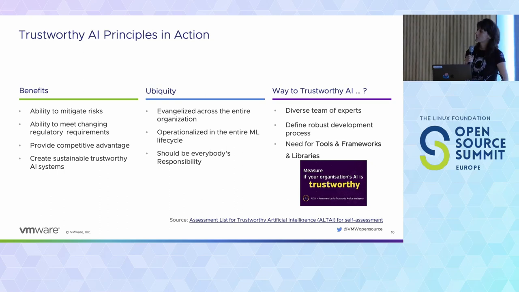They all understand that these principles should be ubiquitous. They should be evangelized across the entire organization. All these principles should be operationalized in every single step of the machine learning lifecycle. And another thing is that the responsibility should not fall just on the data scientist's shoulders. But still, what's the way towards trustworthy AI? Being able to create a diverse team of experts will be critical.